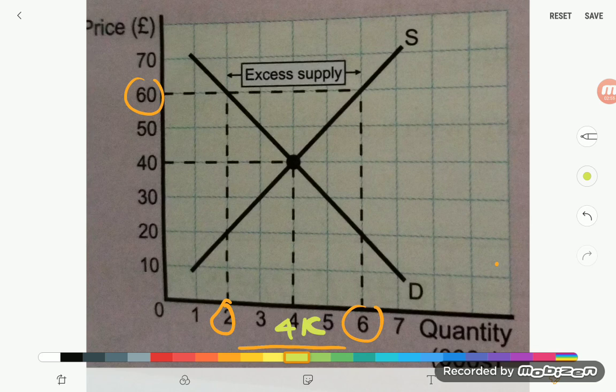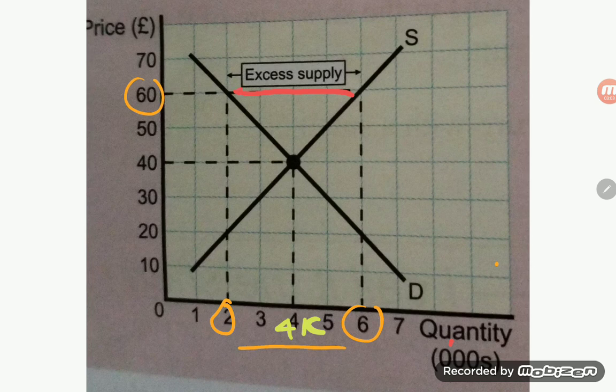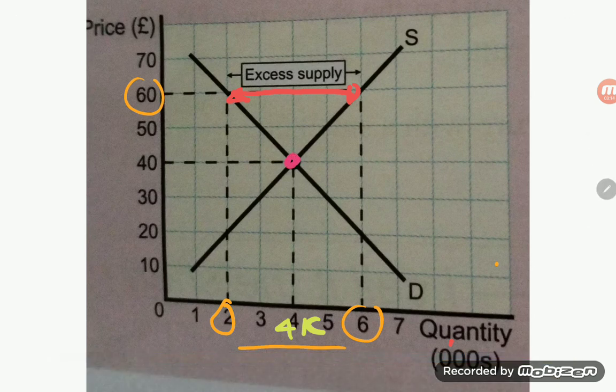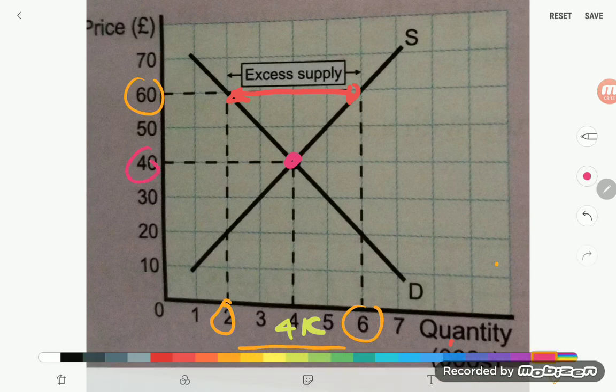What's going to happen is that this price cannot stay there. So what's going to happen here, there's my excess supply, and because of the price being too high, the price is going to have to be reduced to 40. Remember, that's our clearing price from the earlier example.